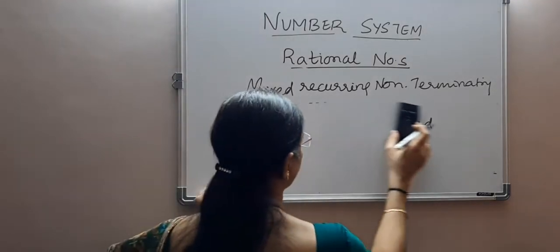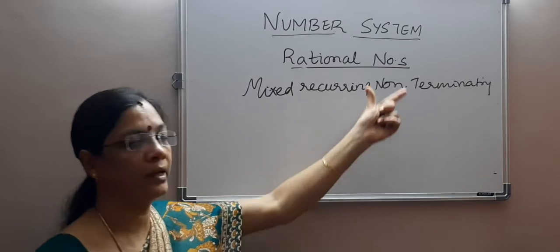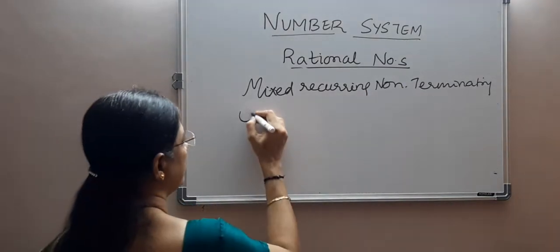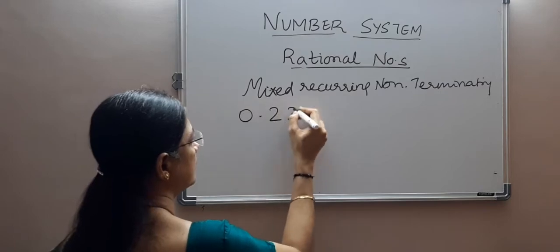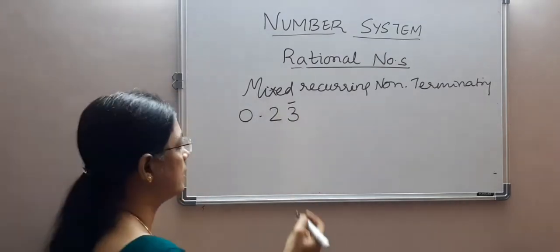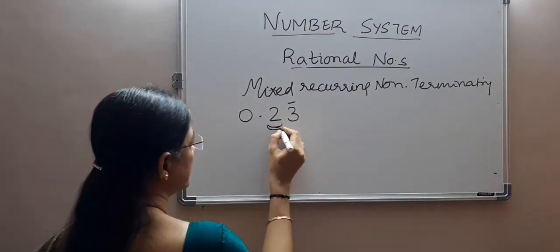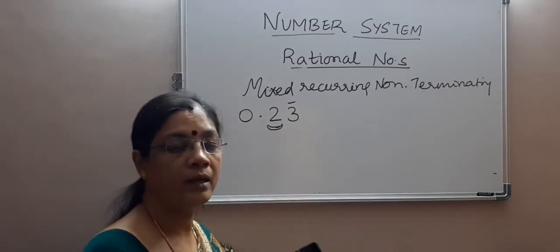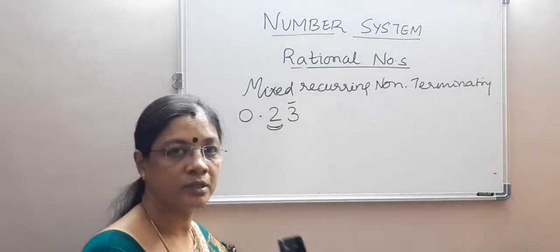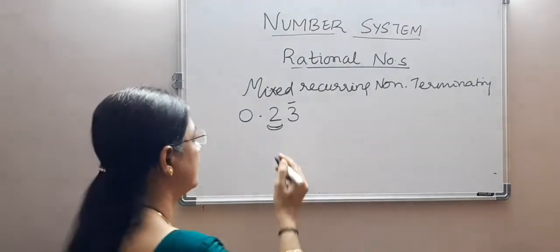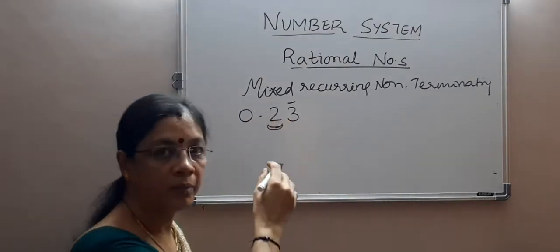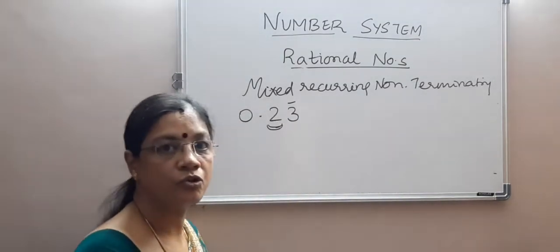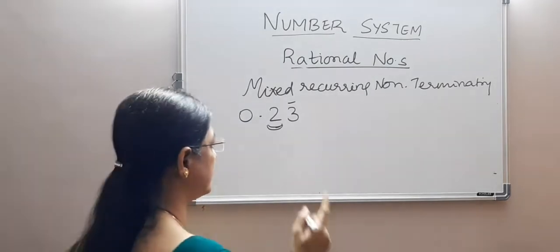So let us see conversion of mixed recurring non-terminating numbers to P by Q form. That is, let us take 0.23 bar. Okay, so now let us observe this 2 alone is non-repeating. So how many numbers are non-repeating after the decimal point? I should see the numbers which are non-repeating after the decimal place. So there is only one number here which is non-repeating after the decimal point, isn't it?